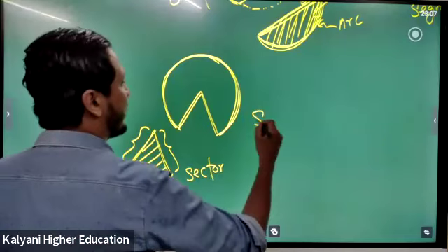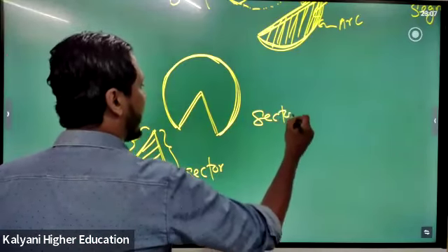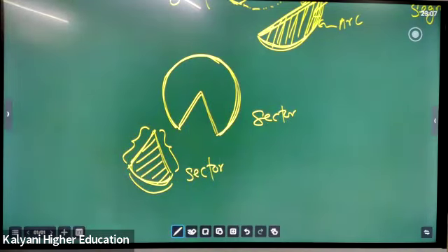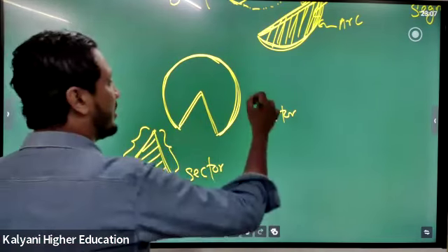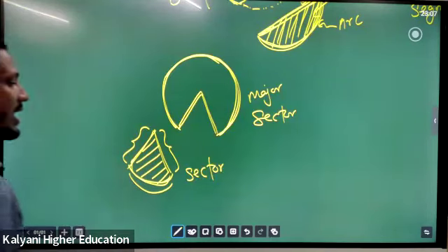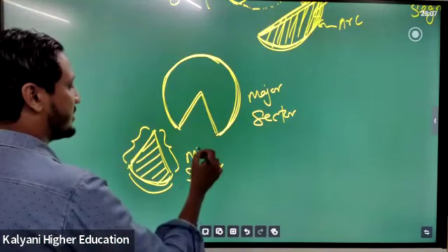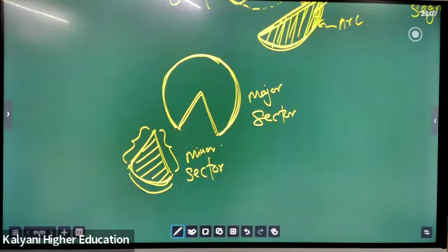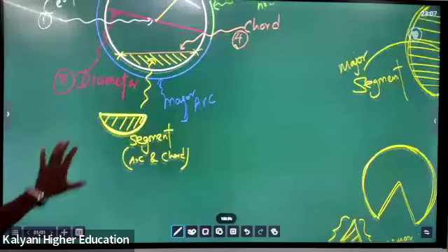But the thing is, one has a major arc and the other has a minor arc. The one with the major arc we call the major sector. The one with the smaller arc, the minor arc, we call the minor sector. Understood? Is it clear? Fine. So I'll apply it in this diagram.